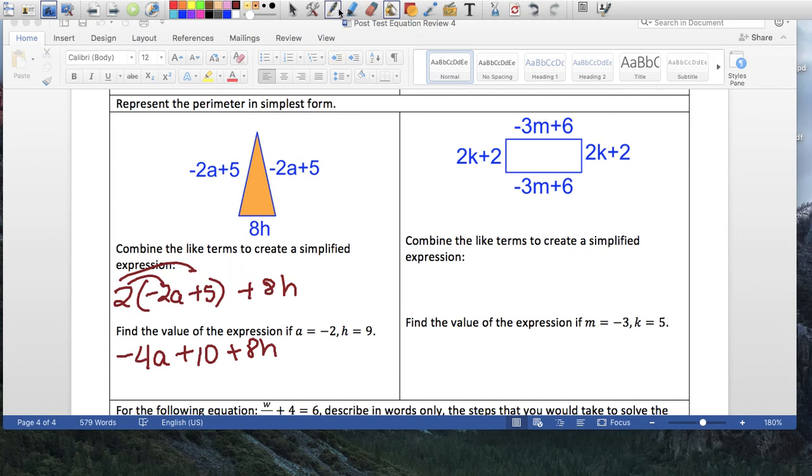Now we substitute. We're going to replace the a with negative 2 and the h with 9. So we get negative 4 times negative 2 plus 10 plus 8 times h, which is 9. Let's do the multiplications. Negative times a negative is positive, 4 times 2 is 8, plus 10. And 8 times 9 is 72. So that's 8 plus 10 is 18, and 18 plus 72 is 90.